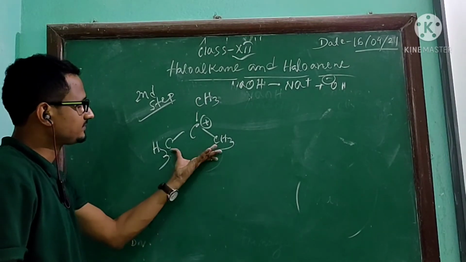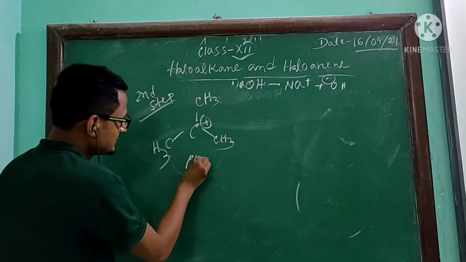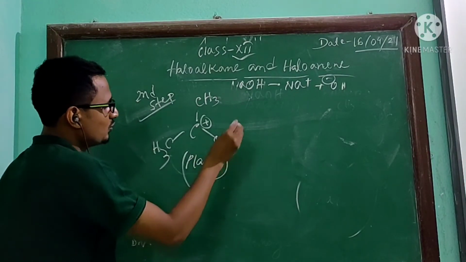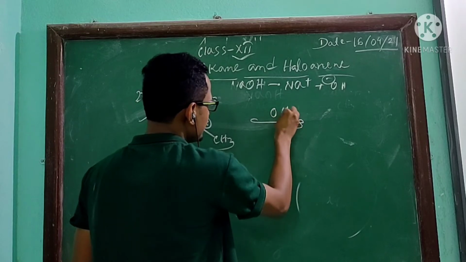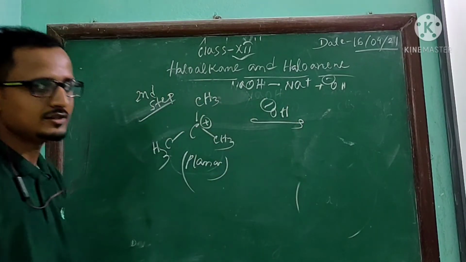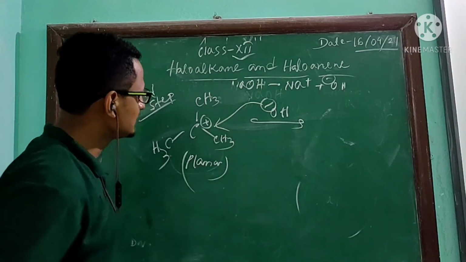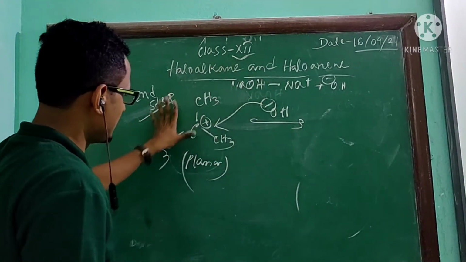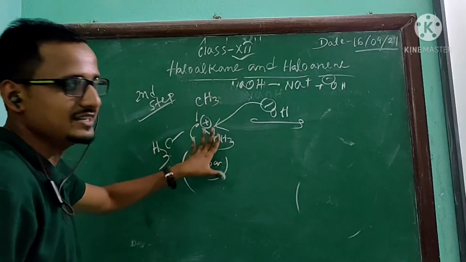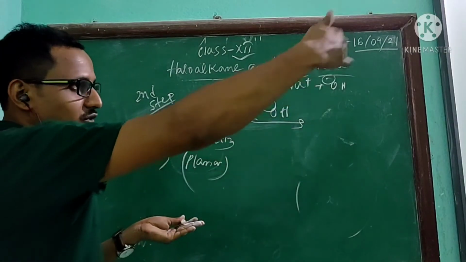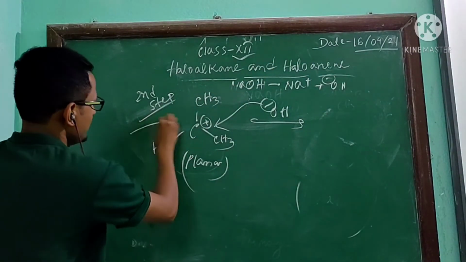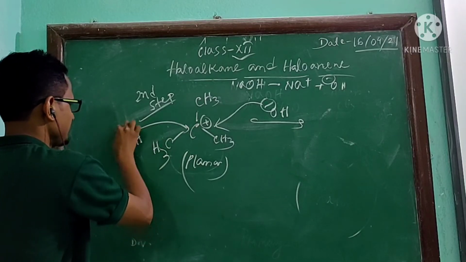this is planar in nature. So in the second step, the OH minus nucleophile can attack this carbocation from both the frontal side or the back side. It is the frontal attack. OH minus can attack this carbocation as it is planar in nature. So it can attack by the frontal side or by the back side.